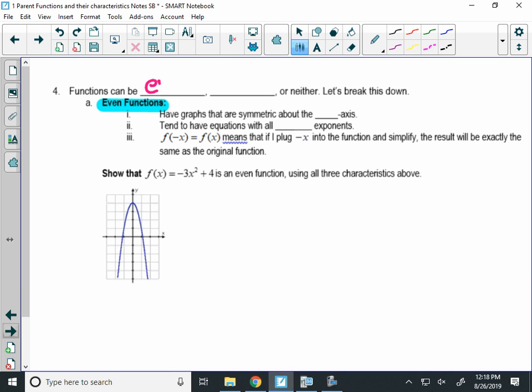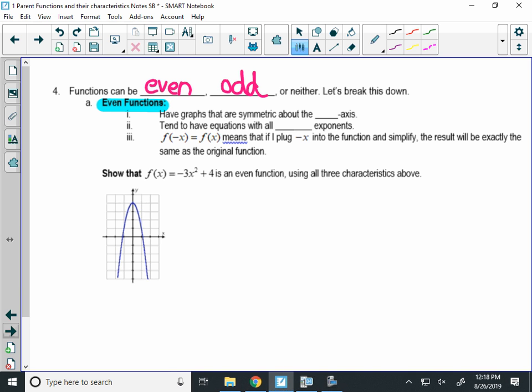It could be called even, odd, not add, I wrote add, odd, or neither one or the other. Okay? So not every function is going to be even or odd, but some of them will be. So let's talk about what that means.